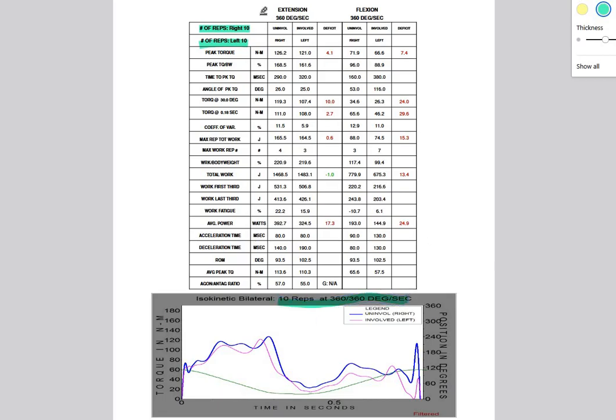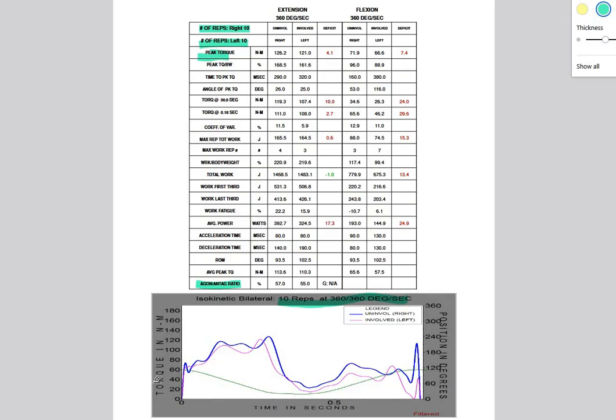You are also given each of the measurements that can be derived from this data in this first column. Everything from peak torque here at the top, which, as I'm sure you know, is an important value for an isokinetic report, down to the agonist-antagonist ratio here at the bottom, which again we're going to talk about in some detail.